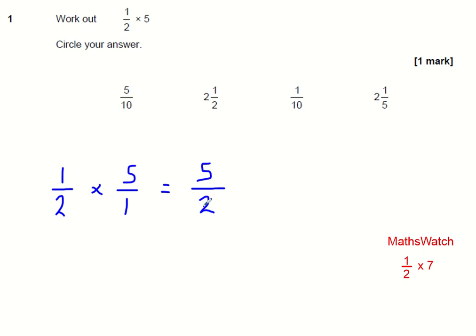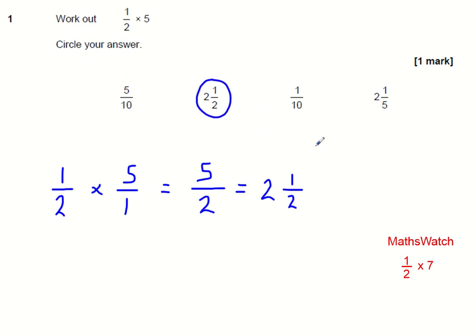We can turn this into a mixed number rather than an improper fraction by asking how many 2's we can get out of 5. Well, there are 2 2's in 5. 2 2's is 4, which means there is 1 left over, our remainder of 1, which is going on the top of the fraction, and the bottom of the fraction stays the same. So 1/2 multiplied by 5 is 2 1/2.